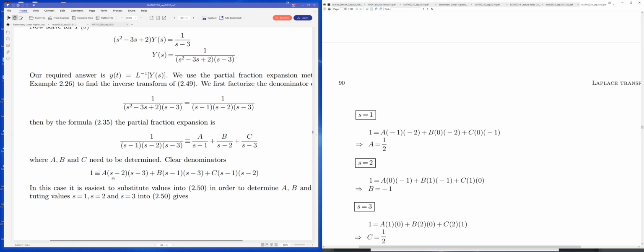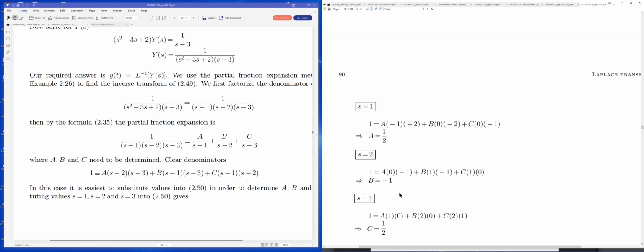Similarly, when I substitute s is equal to 2, the term with the a is going to drop off. The term with the c is going to drop off. And what I will have is a 2 minus 1, which is a 1 over here, and a 2 minus 3, which is a minus 1. So I'd have a 1 and minus 1. This is 0 here, and this is 0 here, so I have minus b is equal to 1, which gives me b is equal to minus 1.